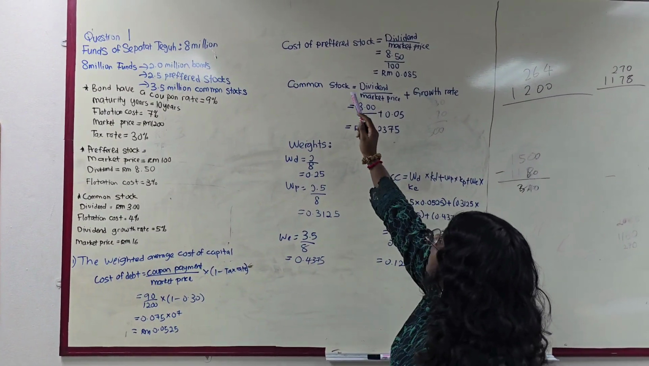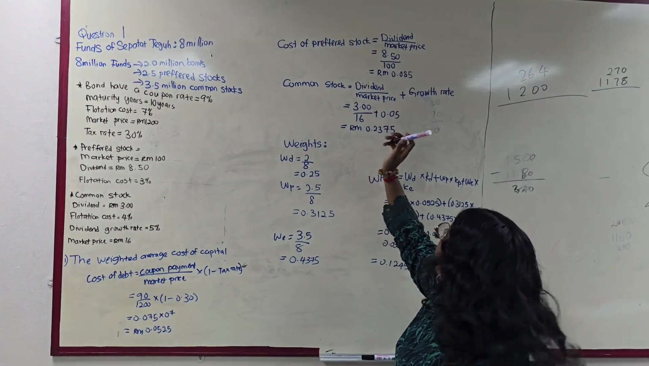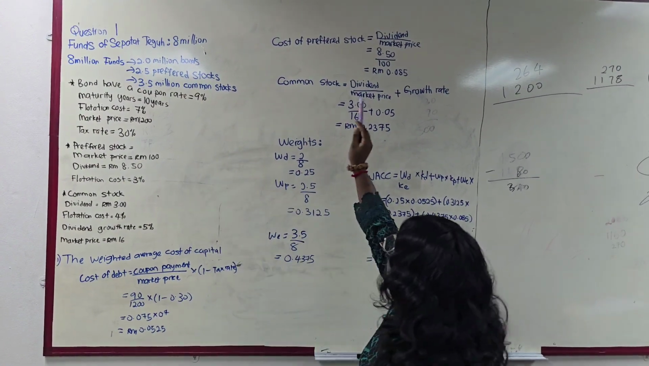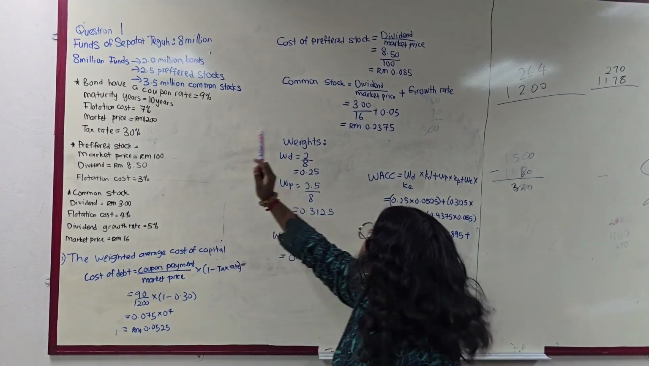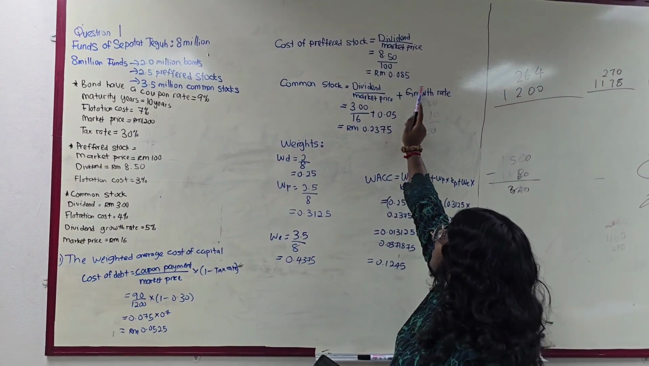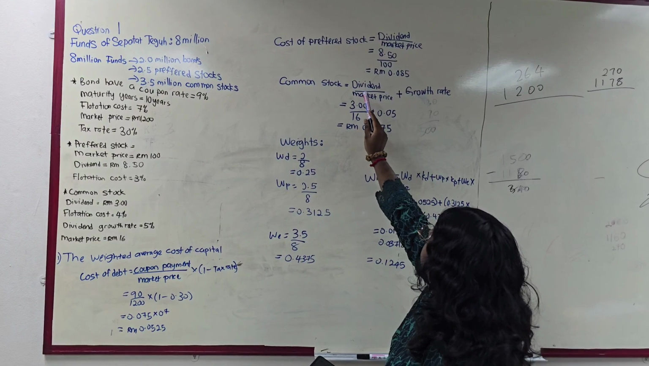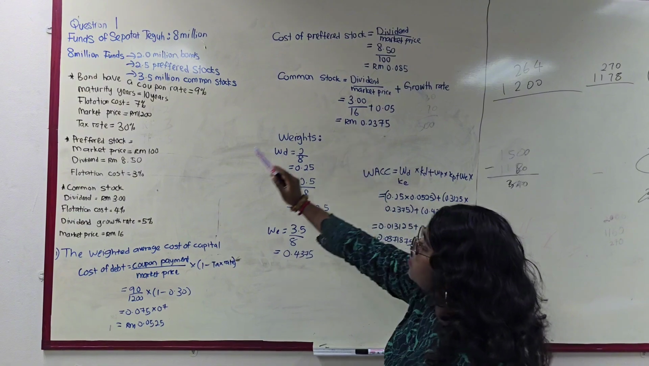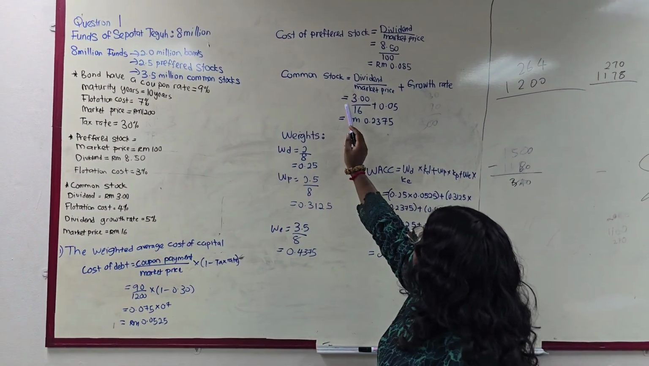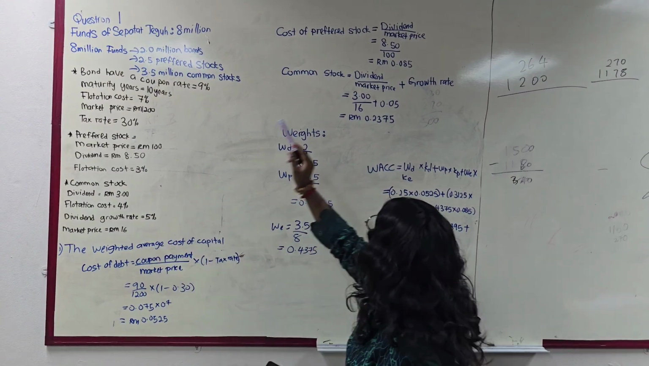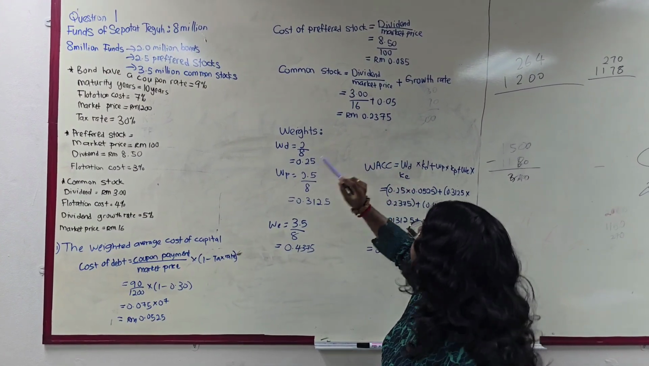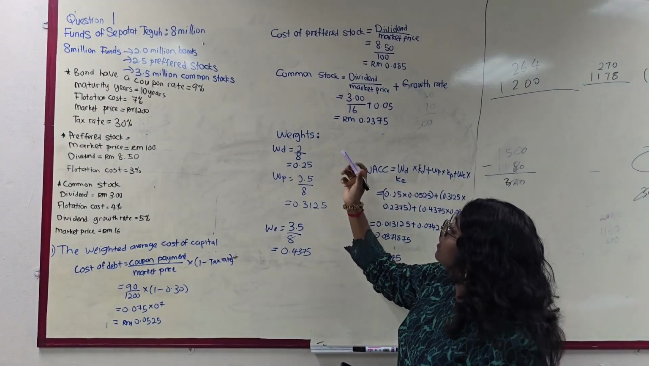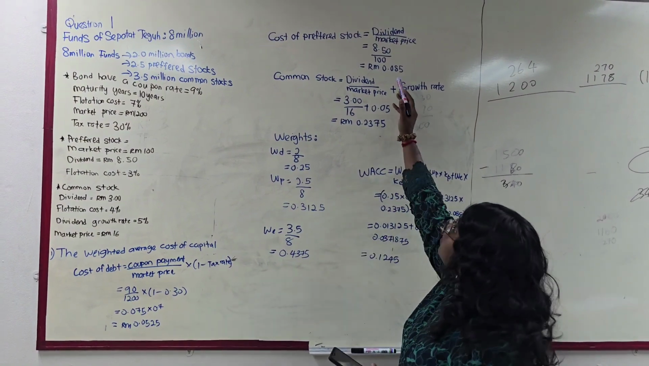Second, we need to calculate the cost of preferred stock, which comes from the formula dividend divided by market price. The dividend is written as 8.50 and the market price is RM100 for preferred stock. So the answer will be 0.085. As for the common stock, it is dividend divided by market price plus growth rate. So the dividend is 3.00, written over here, divided by 16, which is the market price, plus 0.05, which equals 0.2375.